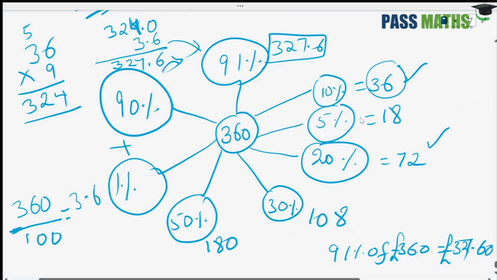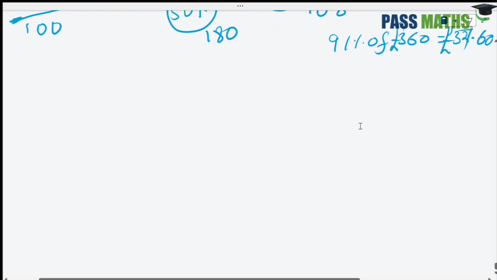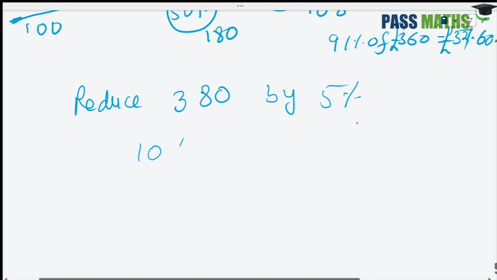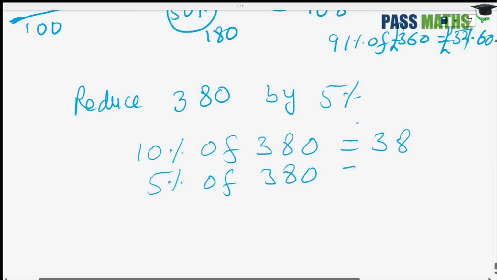Let's do one word problem. If we say reduce 380 by 5% without using a calculator, what do we do first? We can do 10% of 380, which is 38. 5% of 380, half of it, is 19, because half here and half here.